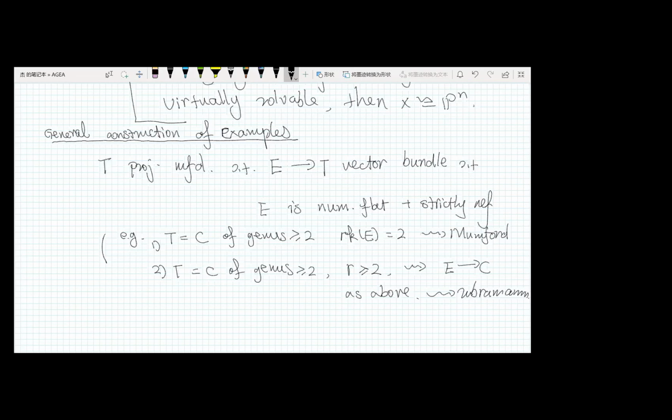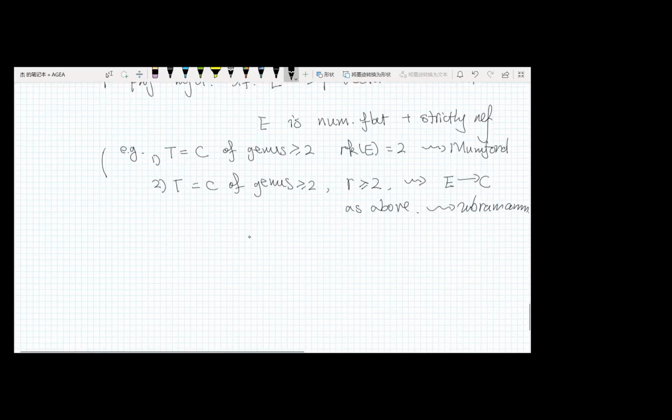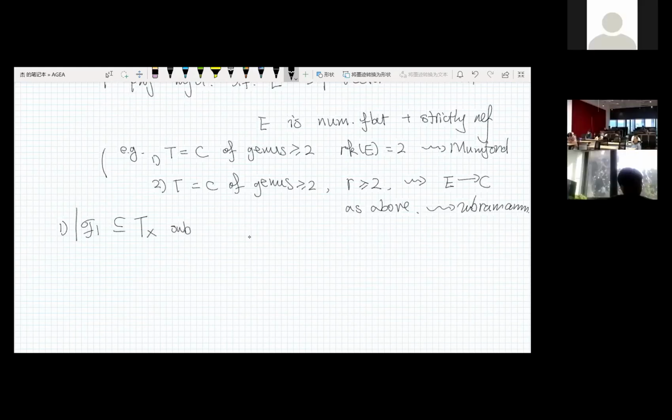But I guess the construction is possible, but the geometry of T should be very, very special, okay? Anyway, let's just assume that we have such a pair, E and T. So first, the first example I want to construct is a sub-bundle in the tangent bundle of X, okay? As a sub-bundle.